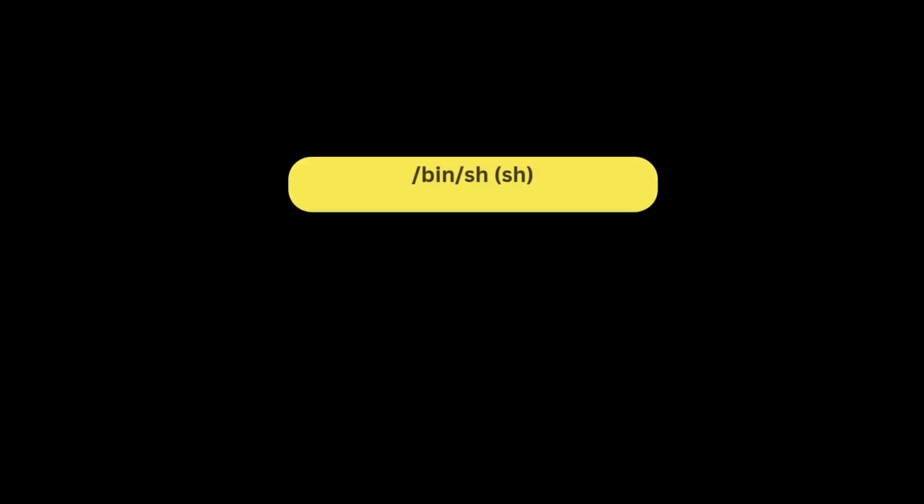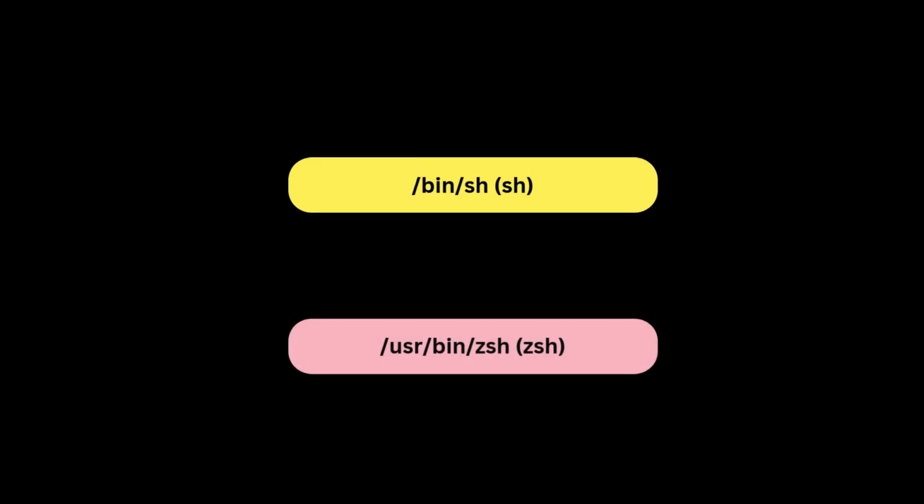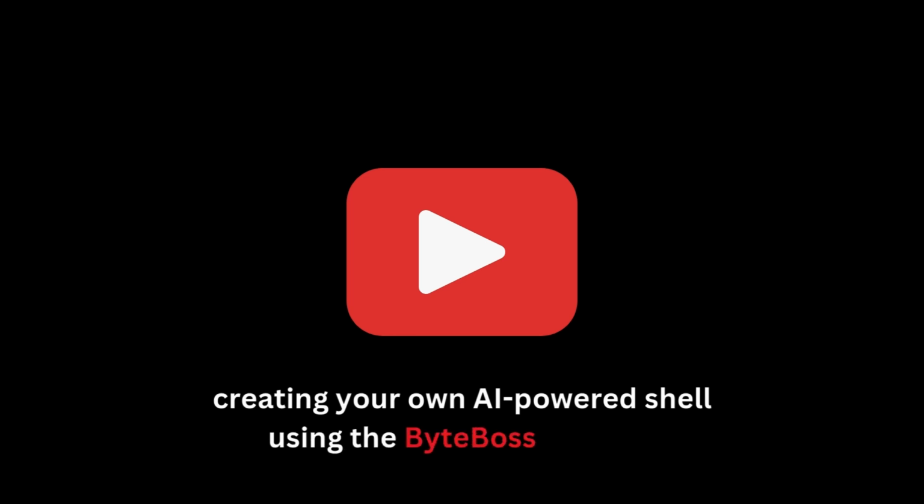Of course, bash isn't the only shell application we can use. There are other options, like /bin/sh and /usr/bin/zsh, which you also may encounter. In this video's assignment, I'll walk you through creating your own AI-powered shell using the ByteBoss AI Agent.